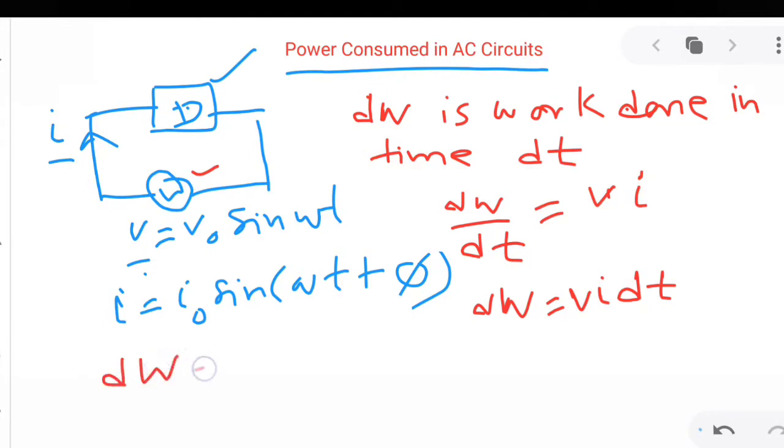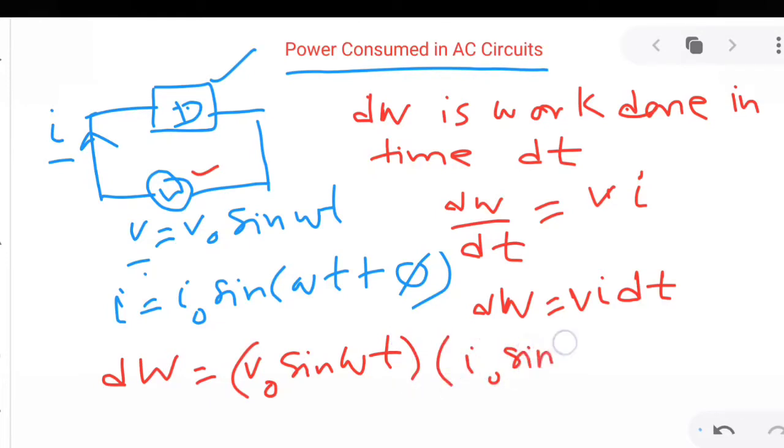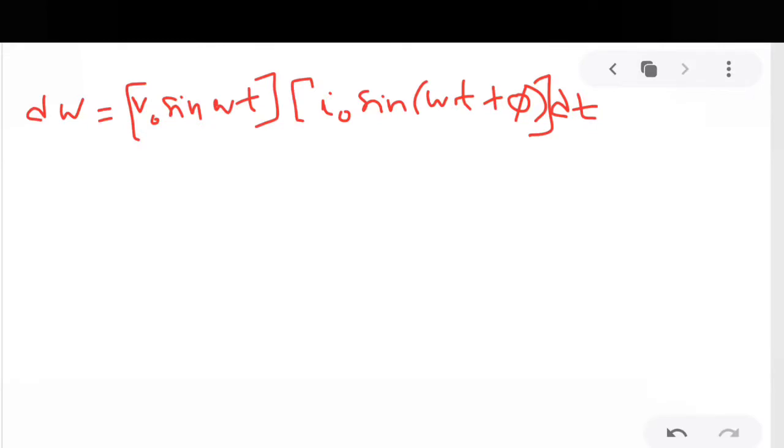So dW is equal to V, which is V naught sine omega t, times I, which is I naught sine omega t plus phi, dt. So we have this expression for dW. We have to simplify it to get the value of work done, and from that we will get the expression for power. So we have this equation for dW.